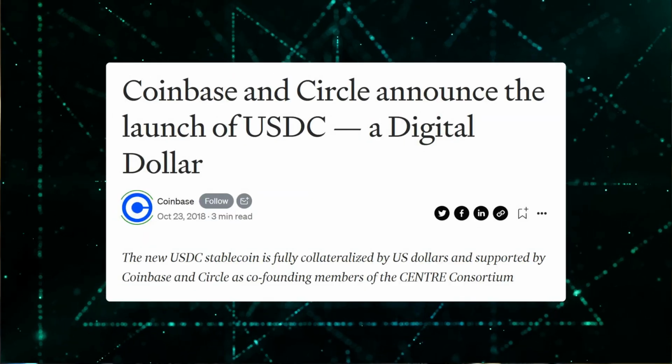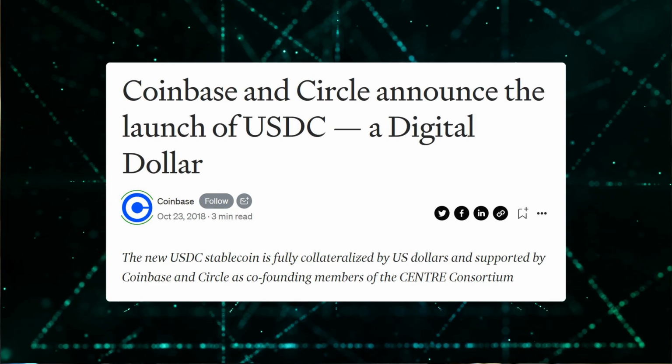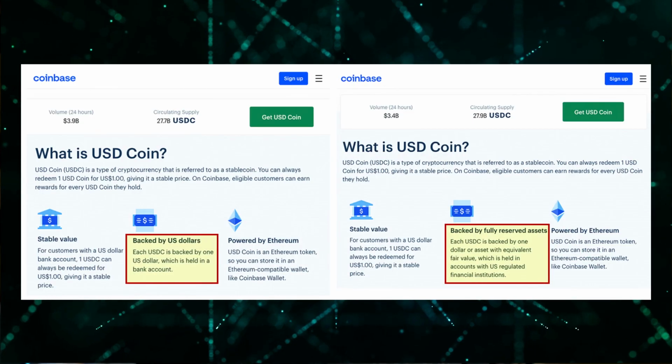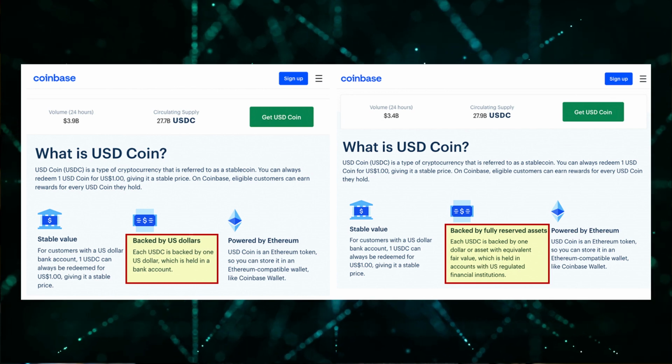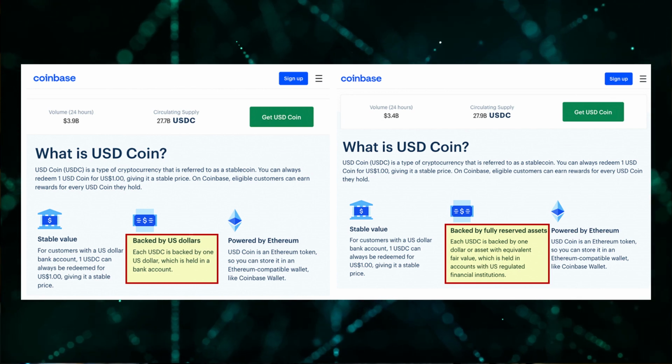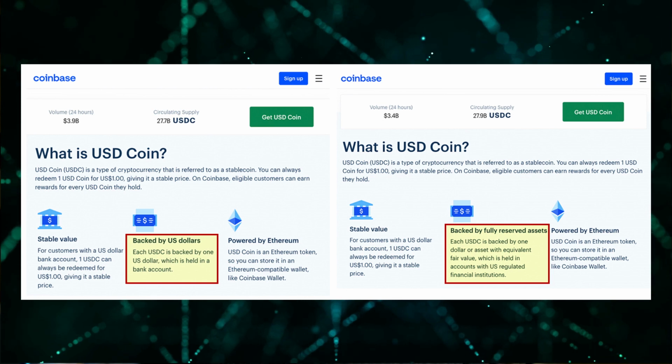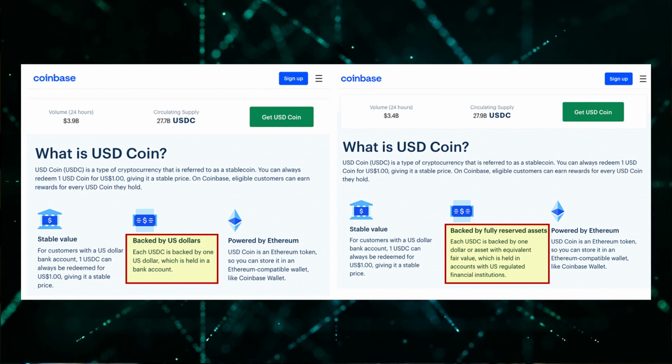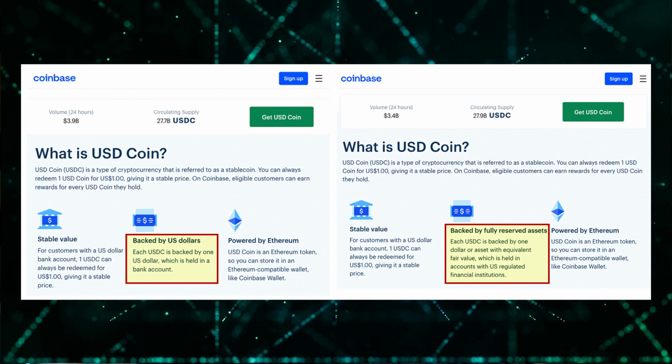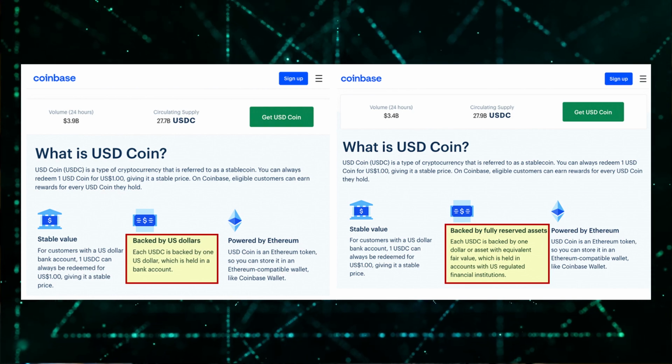Next one to consider is USD Coin, which was created by Circle and Coinbase. USDC was also originally backed by dollars, but they recently and quietly changed their terms. They used to say every USDC was backed by $1. Now it says every USDC is backed by $1 or equivalent asset with fair value.